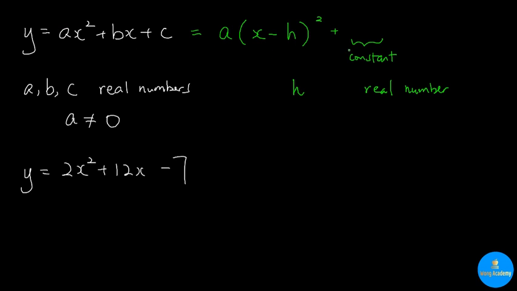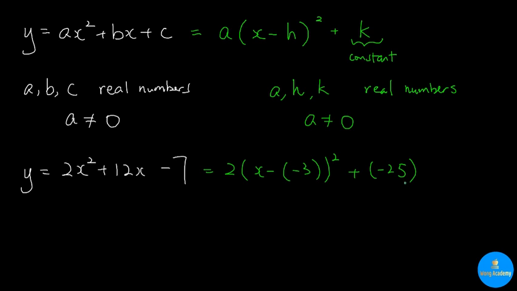To complete the quadratic function on the right-hand side, we write k for the new constant term there, so that a, h, and k are real numbers. Since this a is the same as the one before, we have the same condition that a is non-zero. To complete the square for this example, we will get 2 times x minus negative 3 all squared plus negative 25. In other words, a is 2, h is negative 3, and k is negative 25.